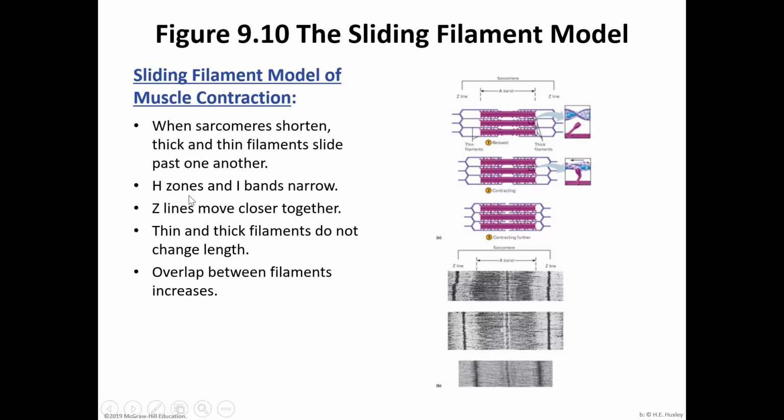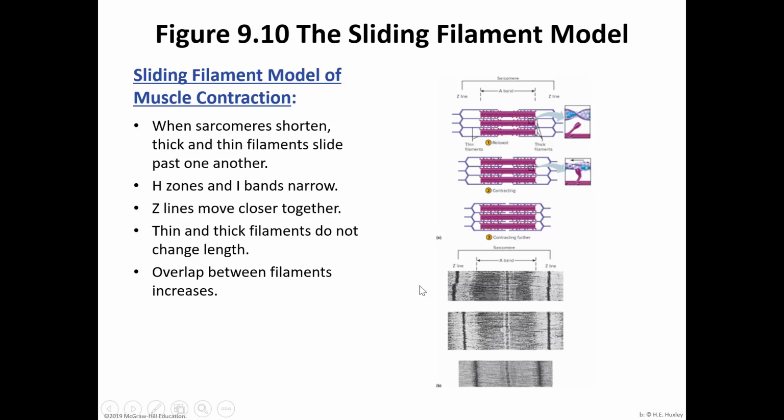So H zones and I bands narrow. What the heck does that mean? Here's the H zone here, from here to here. When you get down here to the contracted sarcomere, there's almost no H zone. It almost disappears completely. All right, so H zone gone.